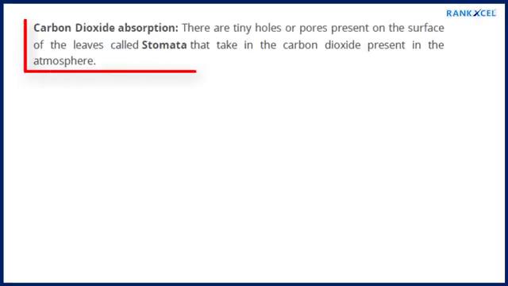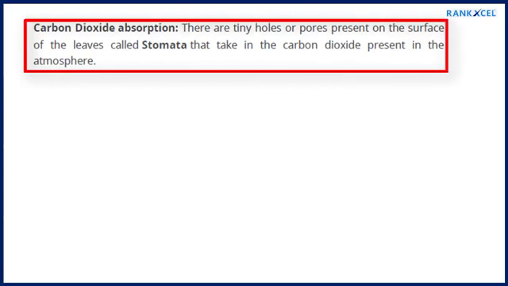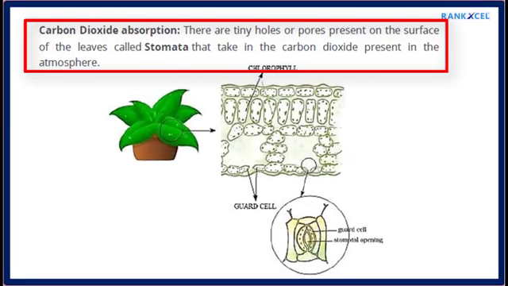Carbon dioxide absorption. There are tiny holes or pores present on the surface of the leaves called stomata that take in the carbon dioxide present in the atmosphere.